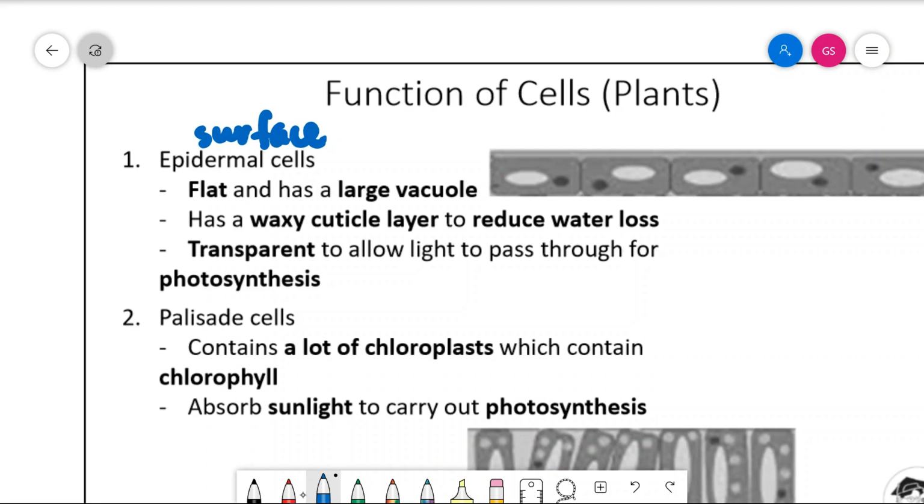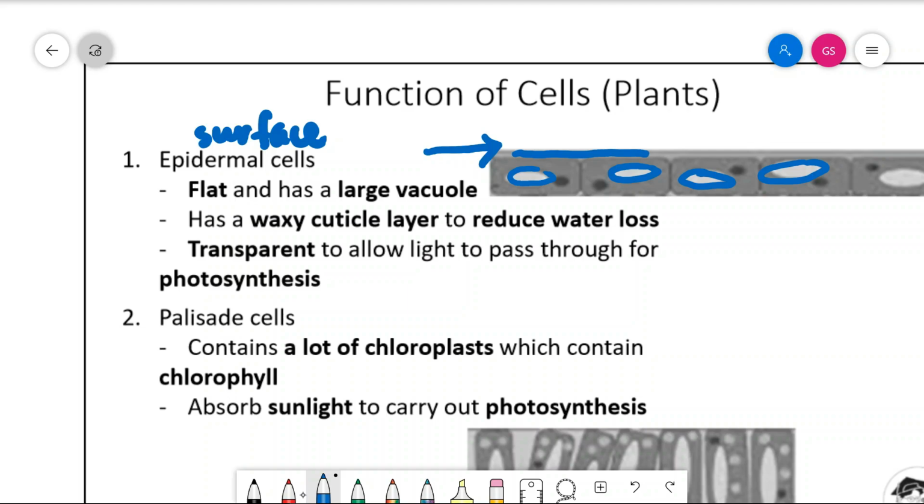And this epidermal cell will look like this inside the diagram. It will be in the shape of a plant cell, rectangular in shape, and it's going to stack side by side. Okay? And see, flat and has a large vacuole. Why? Because they store a lot of food, a lot of nutrients in the form of starch. Okay, that's what they're going to store. And it has a waxy cuticle layer. Do you see this layer?